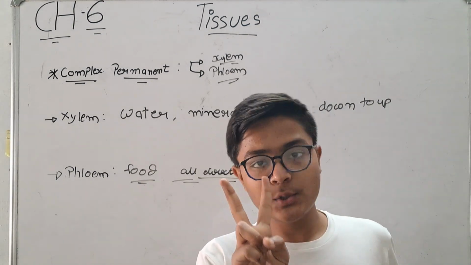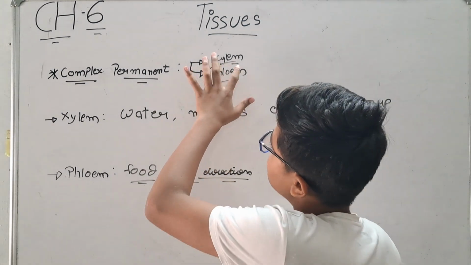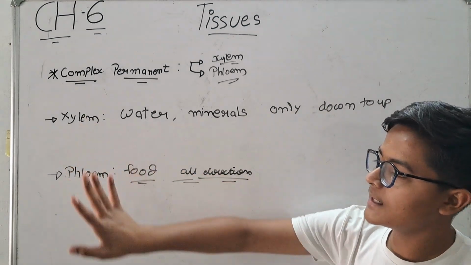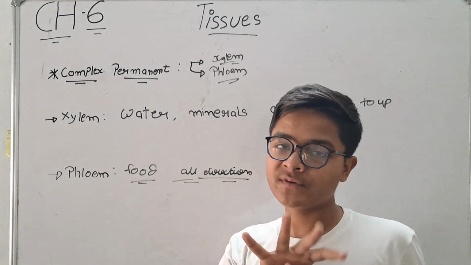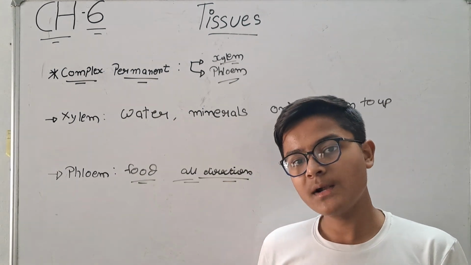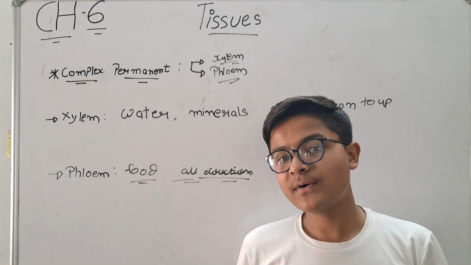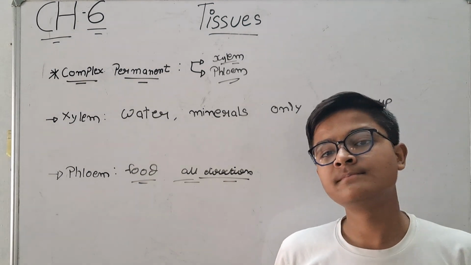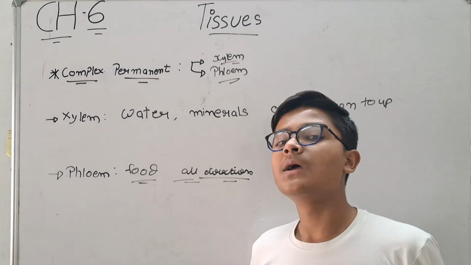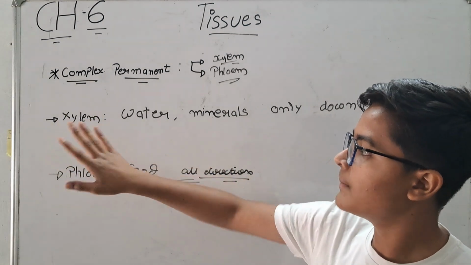So there are two types of complex permanent tissues: xylem and phloem. First of all, let's see about xylem. There are four components of xylem. You have to write it in your book. I am dictating, so write it: tracheids, xylem fiber, xylem parenchyma, and trachea. Let's start with our xylem.